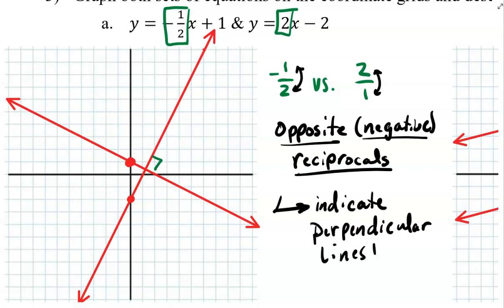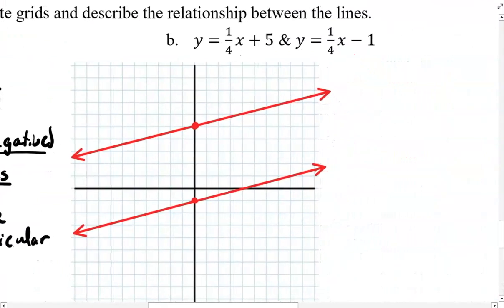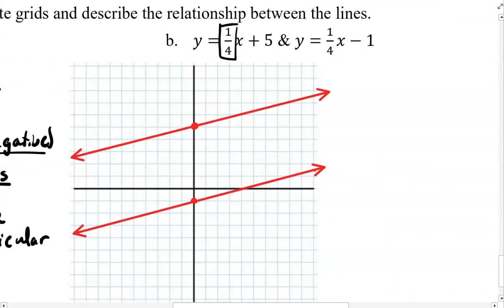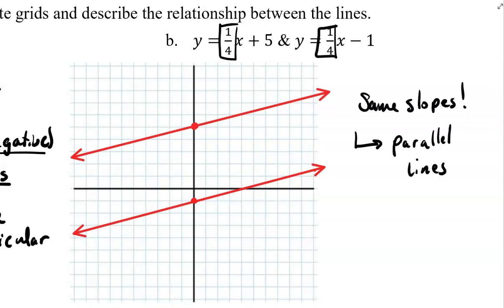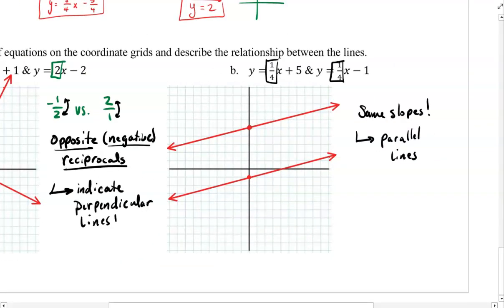Now, if opposite reciprocal slopes indicate perpendicular lines, what was the giveaway that we were dealing with parallel lines? Hopefully you recall there that parallel lines are found when slopes are equal. So again, when we have same slopes for linear equations, that will end up generating parallel lines.